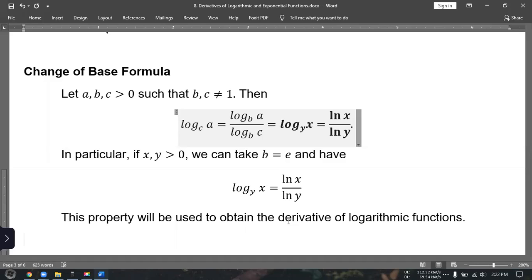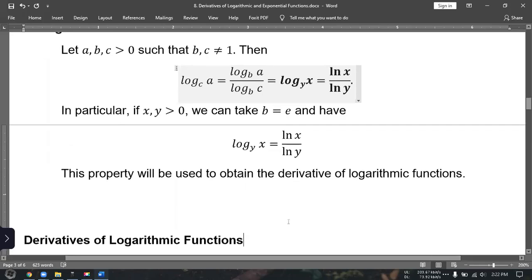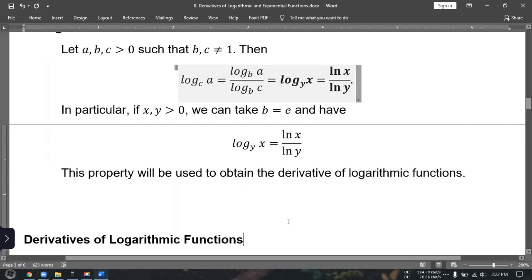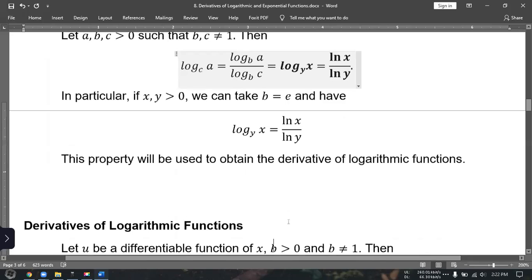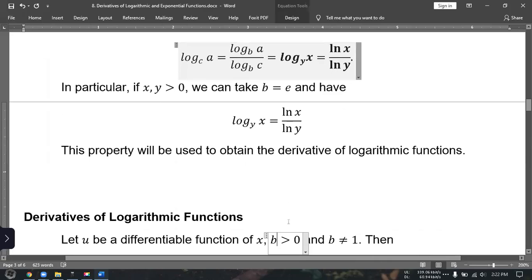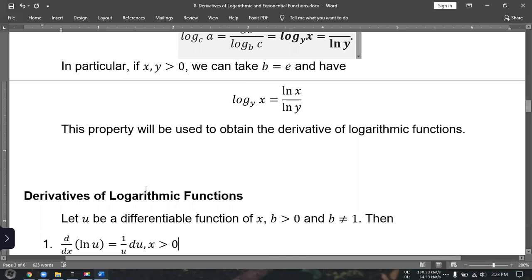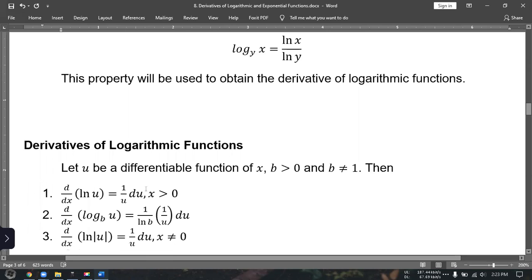We can now proceed to the derivatives of logarithmic functions. Derivatives. Let u be a differentiable function of x, where b is greater than 0 and b is not equal to 1. Then we have these definitions.